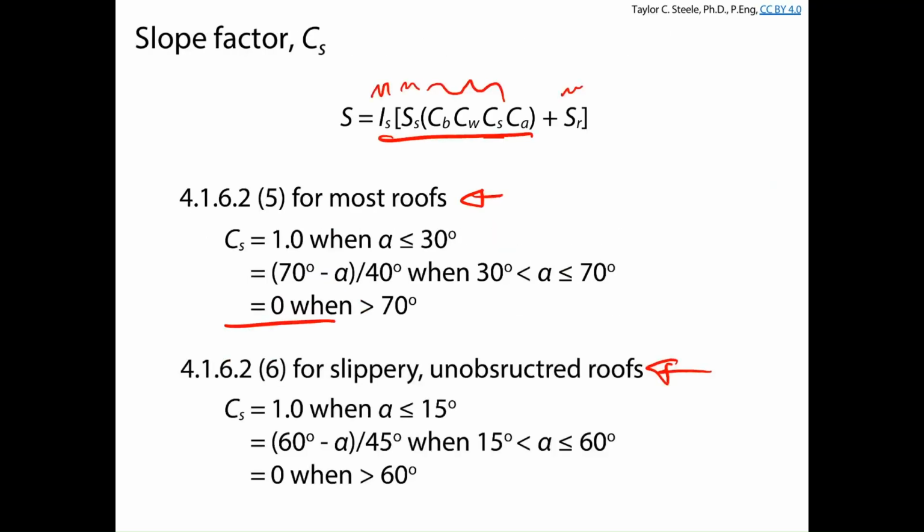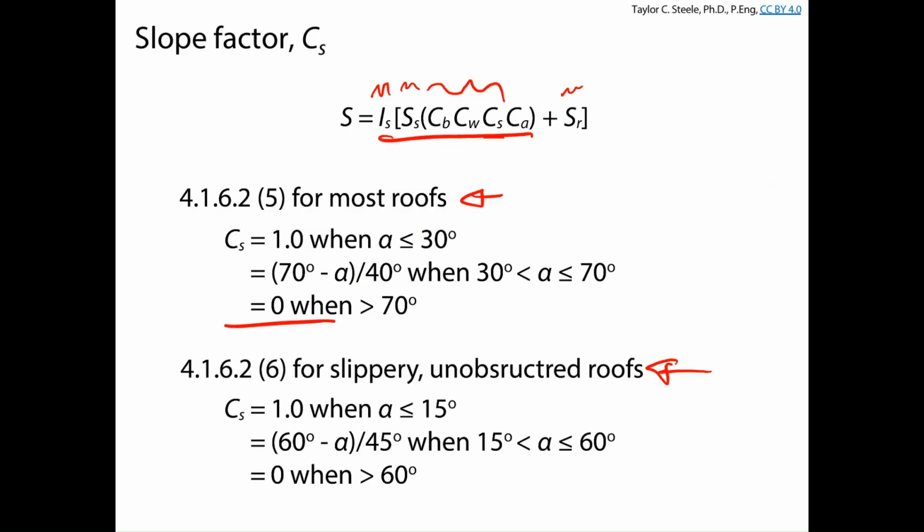Slope factor, well, I said it's a flat roof, right? Which means the slope is 0. Slope of the roof is alpha here. If it's less than 30 degrees, we don't get any reduction. It doesn't matter if it's slippery and unobstructed or if it's a typical roof. In both cases, for flat roofs, CS is going to be equal to 1.